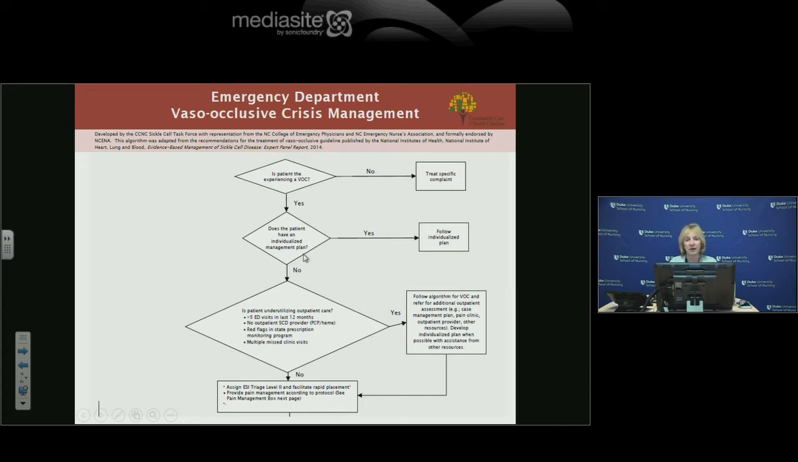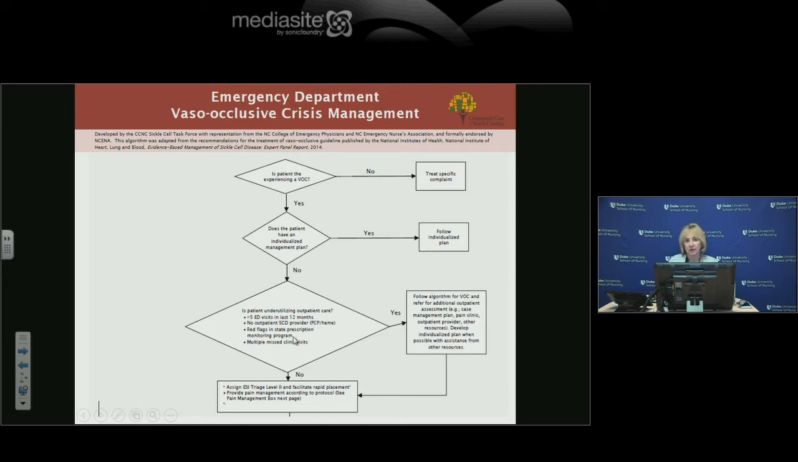For that patient, the next question is, do they have an individualized management plan? Which means individualized dosing. Is there a dose on record in your electronic medical record somewhere in your health system that says this particular patient should get morphine 10 milligrams every 20 minutes, or morphine 20 milligrams? That's really important for your emergency department to know, because that is the ideal recommendation. And I'm going to talk a little bit more about why that is.